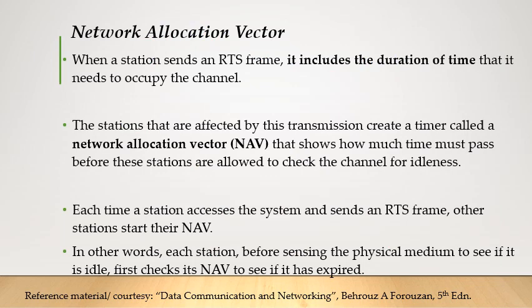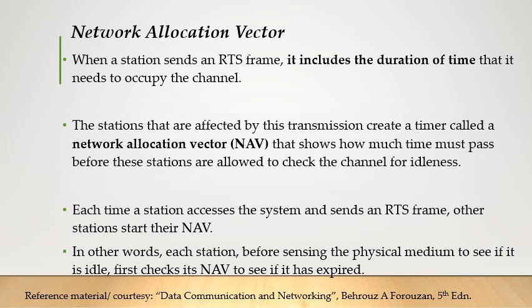So to make it further clear, when a station sends an RTS frame, that is request to send, I'm also telling that I have this much data to send. If at all I can send, I have to be given this much time for data, so that no other station should be transmitting during that time. So it includes the duration of time that it needs to occupy the channel. The stations affected by this transmission create the network allocation vector during that time, so that other stations must be idle.